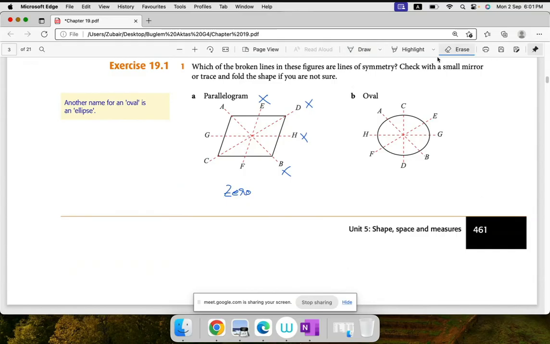Why do we say so? Now let me clear them one by one. Whatever you choose, for example, I'm talking about EF. See, this angle is less than 90 and this angle is more than 90.